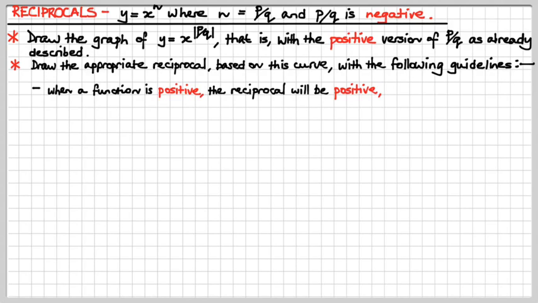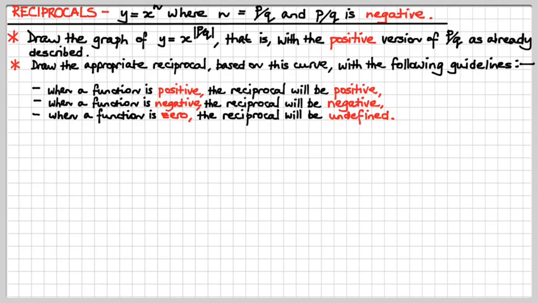When the original function is positive, the reciprocal will be positive, of course it will. When the original function is negative, well then the reciprocal is going to be negative. When the original function is 0, the reciprocal will be undefined or infinity, plus or minus infinity, depending on whether the original function is approaching 0 from the plus direction or the minus direction.